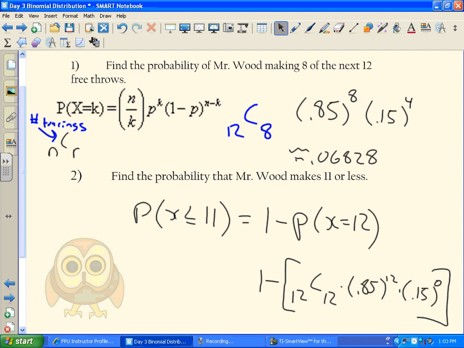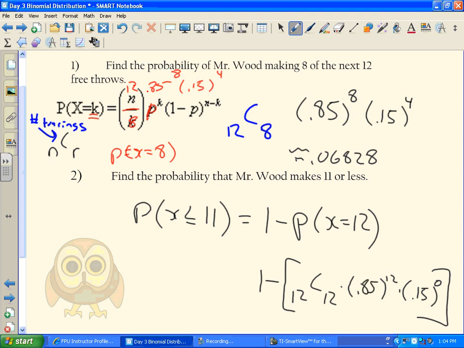When it says probability that x equals k, in this problem that I did up here, that was the probability that I make 8 out of 12. In other words, the probability that x equals 8. That is 12 choose 8. The probability of success, which was 0.85, that many times, which was 8 times. 1 minus 0.85, that's where I got my 0.15 from. And then it's going to be 12 minus 8, or 4.